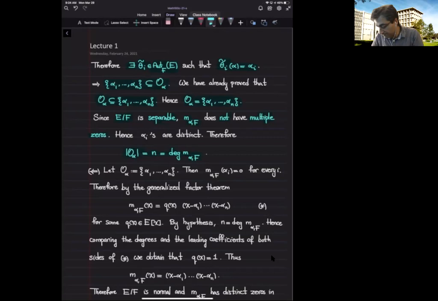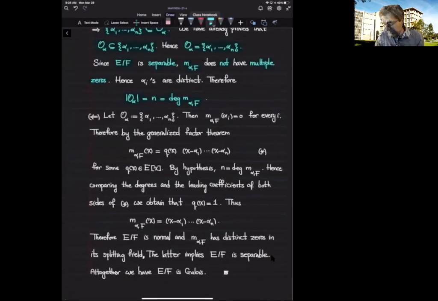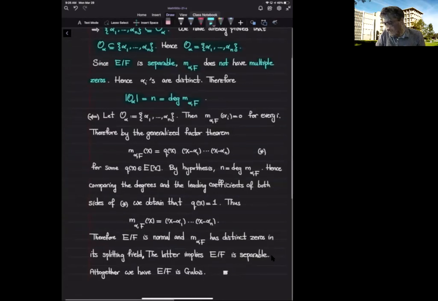Now we want to go the other way around. So suppose the orbit of alpha consists of alpha_1, alpha_2, ..., alpha_n. Inspired by the first part, we want to show that the minimal polynomial of alpha over the base field F is equal to the product of the degree 1 factors x minus alpha_i. In order to show this equality, let's start with the observation that every element of the orbit is a zero of the minimal polynomial.